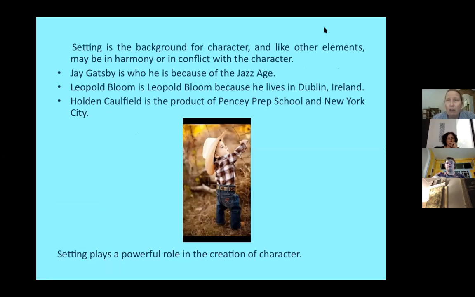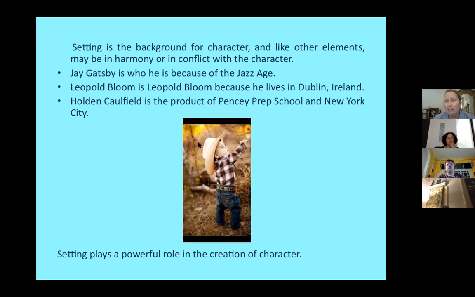So here we go. Setting is the background for character. And like other elements, it can be in harmony or in conflict with the character. So for example, Jay Gatsby is who he is because of the Jazz Age, or Leopold Bloom is Leopold Bloom because he lives in Dublin, Ireland, or Holden Caulfield is a product of Pencey Prep School in New York City.